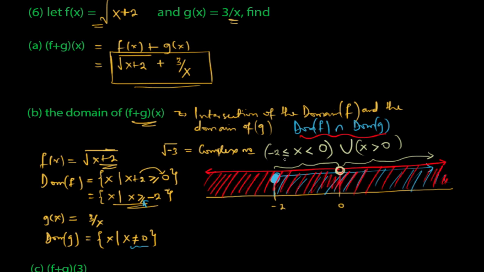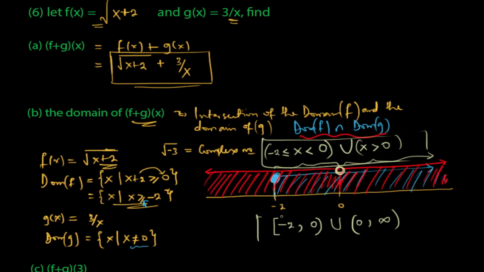Another way of writing this is by saying -2, you put a square bracket, since -2 is inclusive, and it stops at 0. Now 0 is excluded. Then union, since 0 is excluded, we do not include 0, and it keeps on going to infinity. Now this is your domain. So either this or this is the domain of the function f plus g of x.